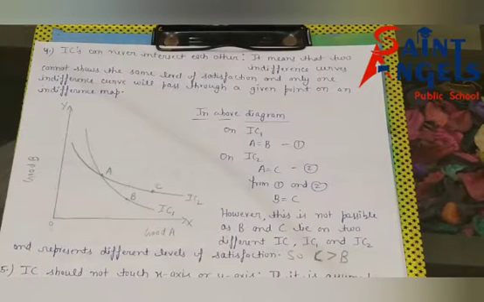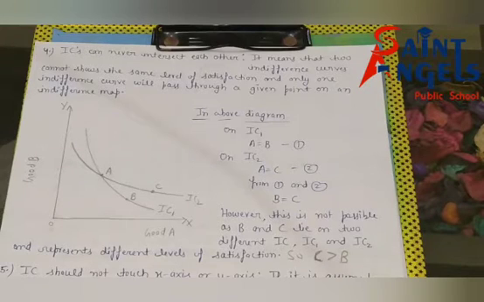First, IC is always convex to the origin. Second property is IC, means indifference curve, is downward sloping. Third property is higher the indifference curve shows higher level of satisfaction. Fourth property is ICs can never intersect each other. And fifth property is IC should not touch the x-axis or y-axis.